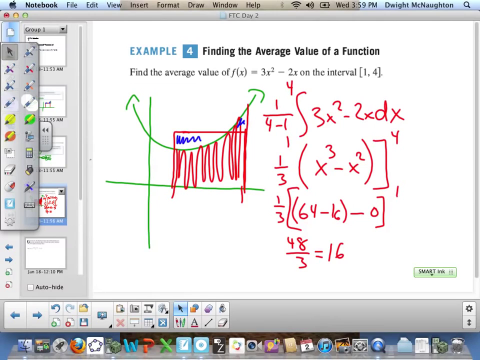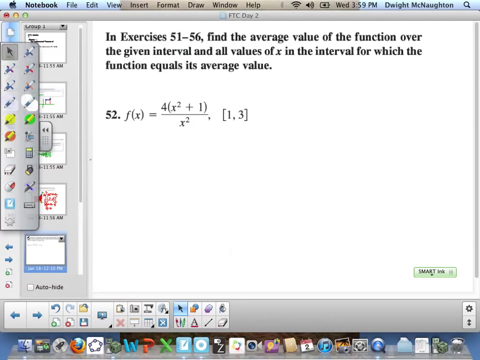Now where that happens, you would have to set the function equal to 16 to figure that out. And that's precisely what we're being asked in this question: find the average value of the function over the interval and all values of x where the average happens. So first, let's find the average.